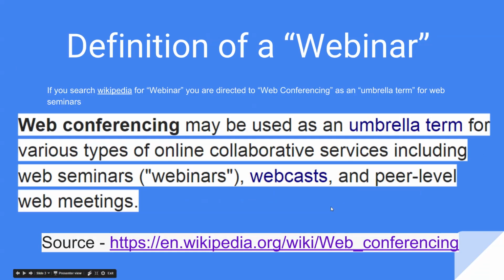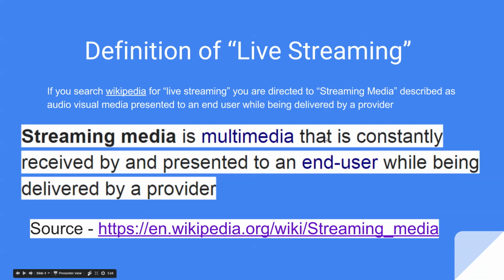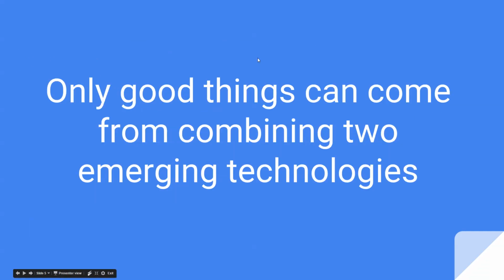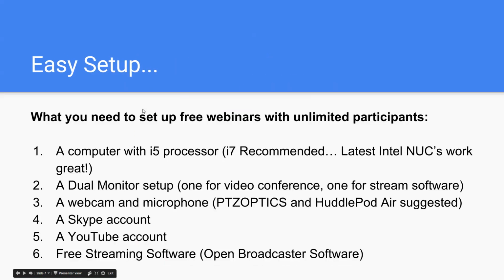So the definition of a webinar is really, when you type that into Wikipedia, it's going to take you to web conferencing. And it's an umbrella term for various online collaborative services, or web seminars is really where the word webinar came from. If you type in live streaming, Wikipedia is going to dump you to streaming media, which is a multimedia that's constantly being received by or presented to an end user while being delivered by a provider, which would be you, the host of the webinar. So only good things can come when you're combining two emerging technologies.